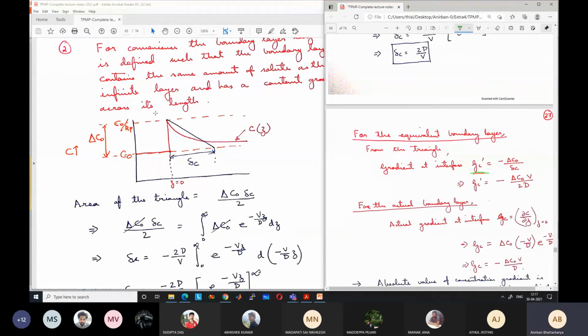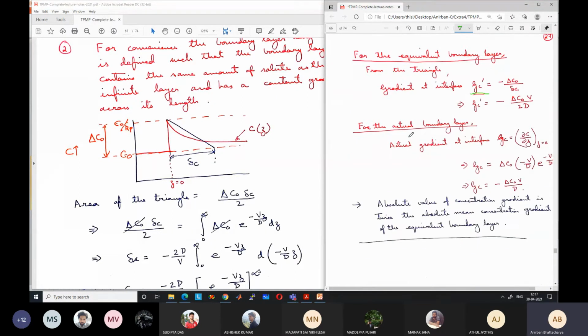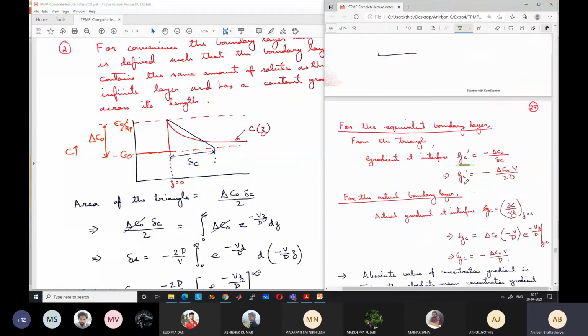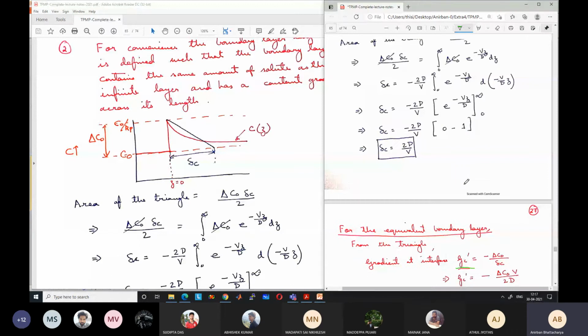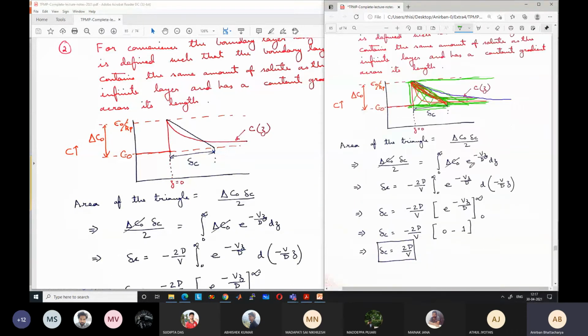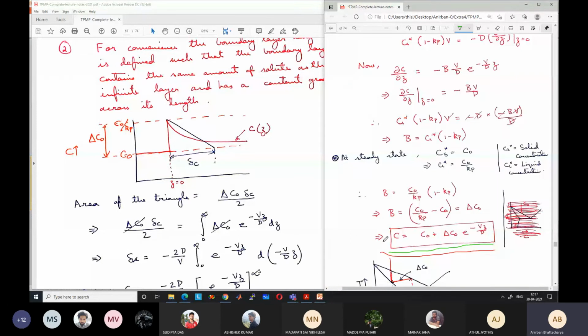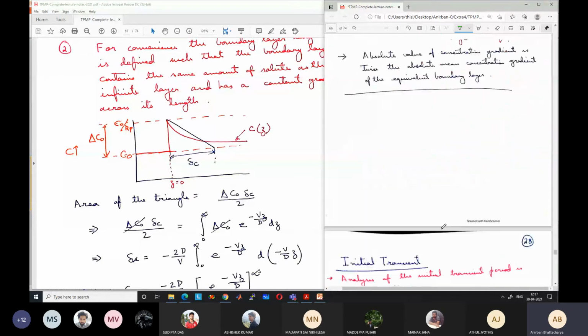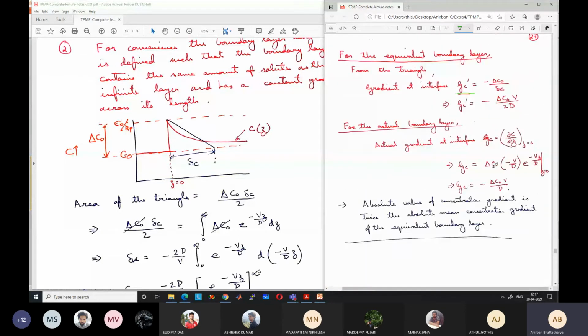The actual boundary layer gradient is GC equal to del C del Z at Z equal to 0. So if you calculate this based on the concentration that we had obtained, del C del Z at Z equal to 0, you will find that this is equal to delta C0 into minus V by D into e to the power minus Vz by D at Z equal to 0. So this exponential term becomes equal to 1. So this is equal to minus delta C0 V by D.